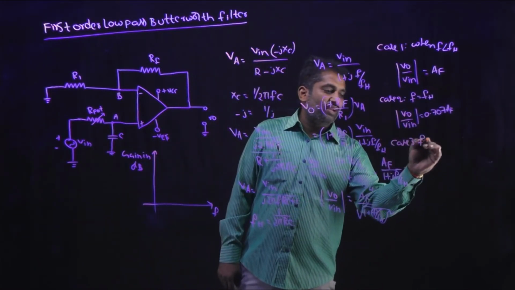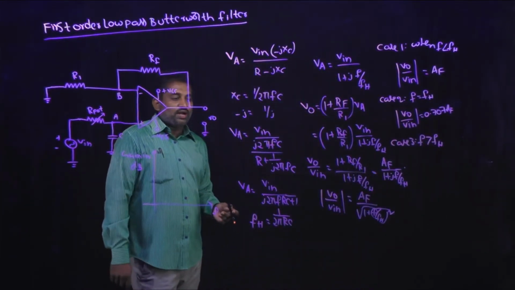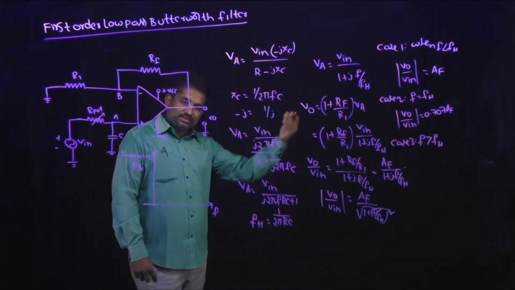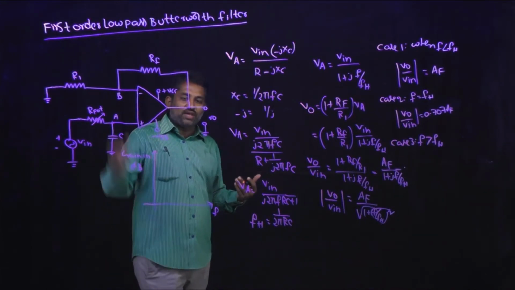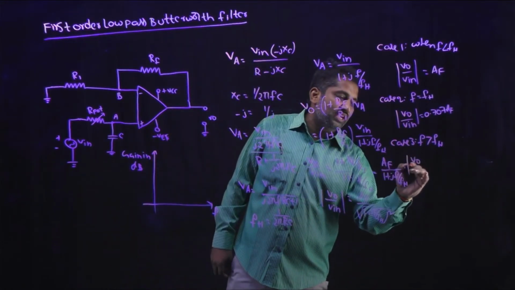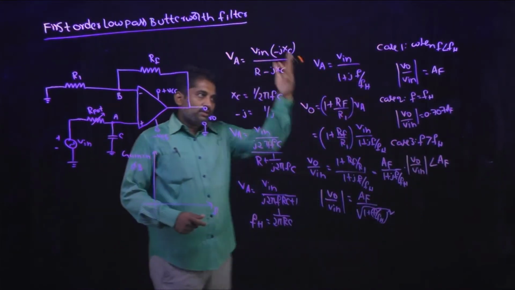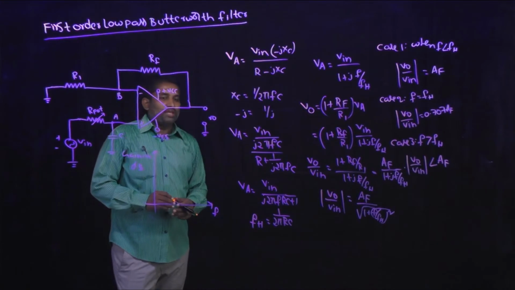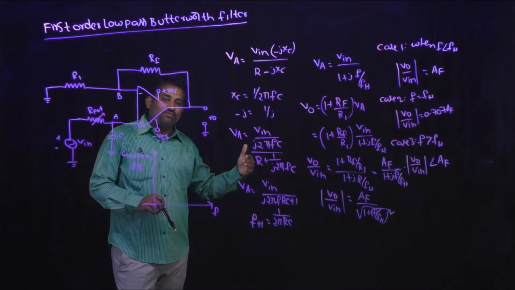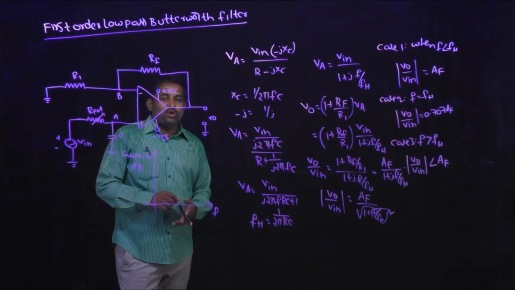And last but not the least is case 3. What happened when F is greater than FH? When F is greater than FH, we will get a value less than the gain at F equal to 0. That means the gain will decrease from the higher gain towards 0. The gain will start reducing after the cutoff frequency, and at a particular frequency the gain will become 0, which is nothing but the first order low pass Butterworth filter.